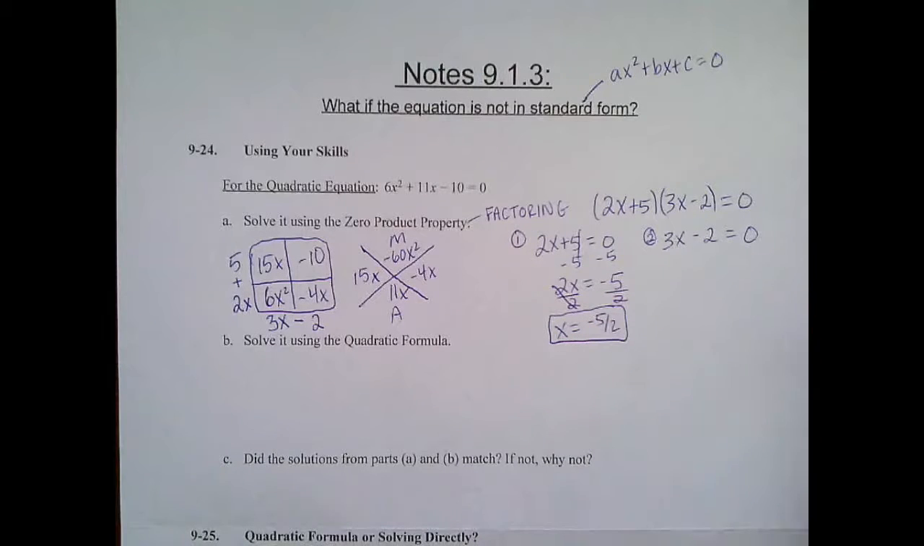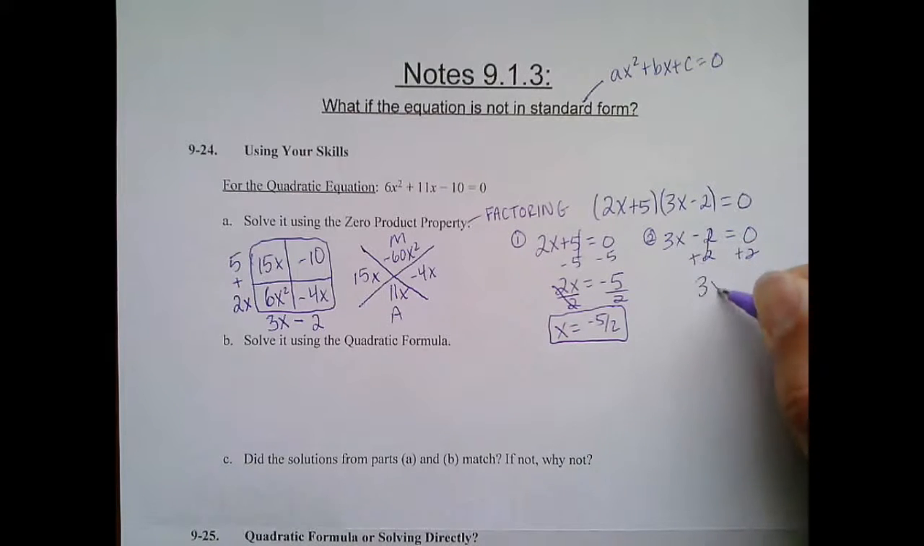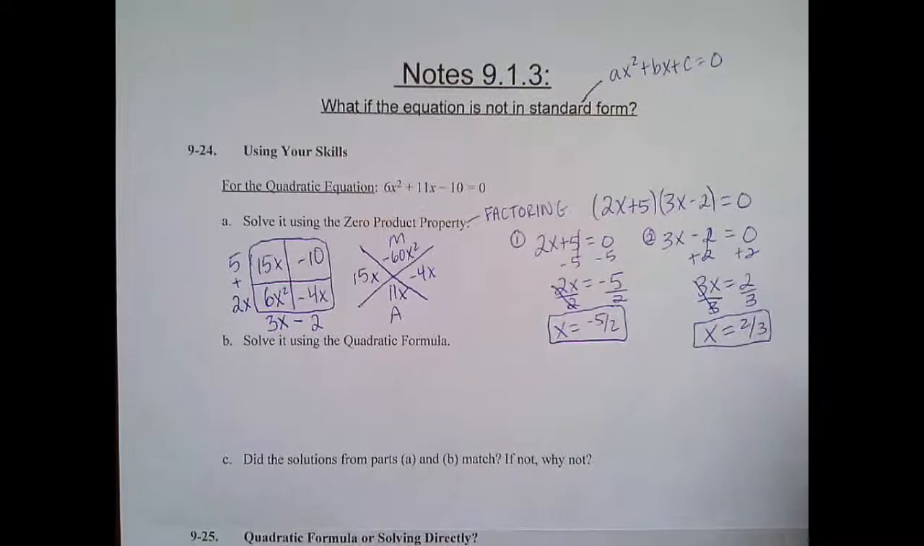There's one solution. How would you solve number 2? Well, to get rid of a minus 2, you could add 2. So I have 3x equals positive 2. Well, 3 is next to x being multiplied. So to get rid of it, I'll divide both sides by 3. X is equal to 2/3. So my two solutions using factoring and the zero product property are negative 5 halves and positive 2/3.